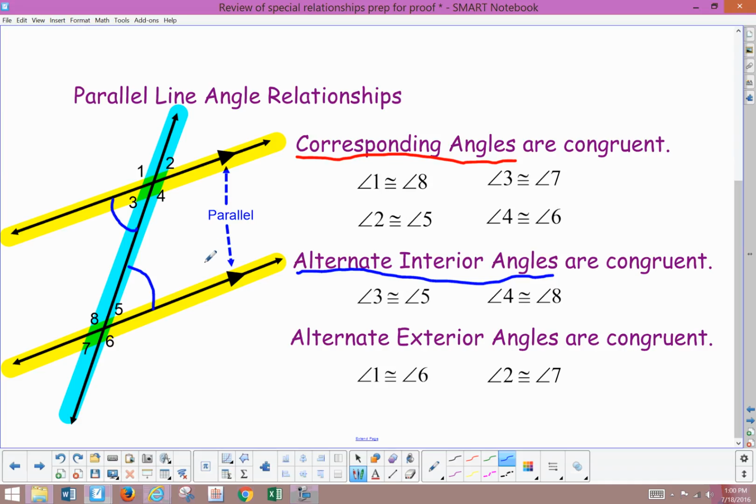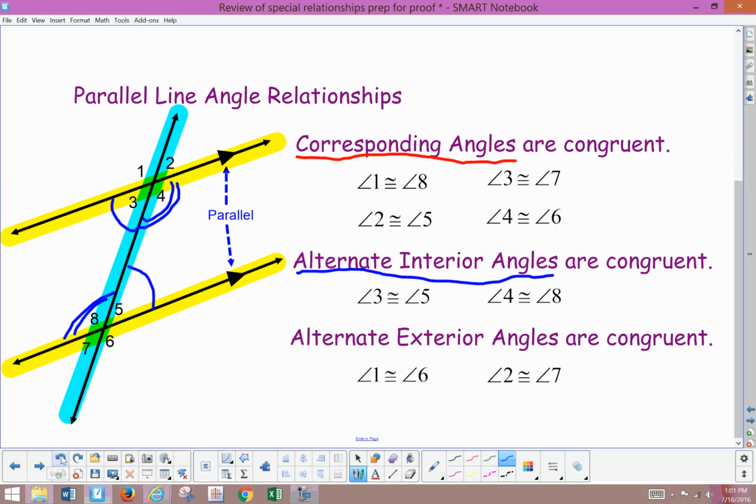Now, one thing I like to tell my students is that they can do a shortcut. Alternate interior angles almost always create a Z or a backward Z, an N or an upside down N. They tend to create that zigzag effect. So if you can find that zigzag effect when you have parallel lines, you're looking at alternate interior angles that are congruent. My other zigzag happens with angle 4 and angle 8. These are the alternate interior angles that are congruent.